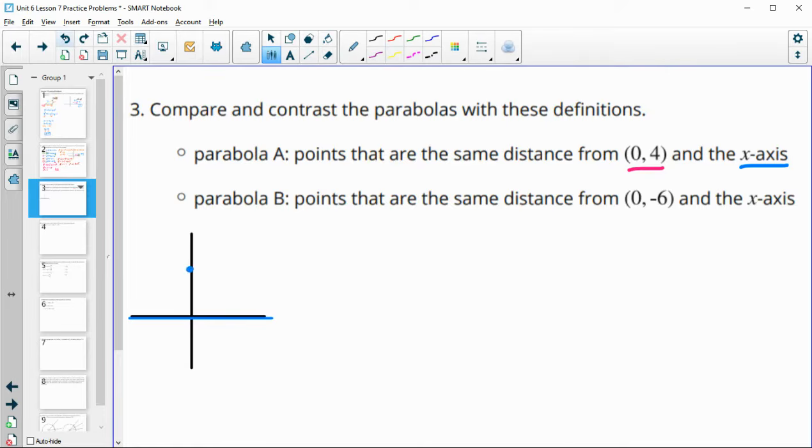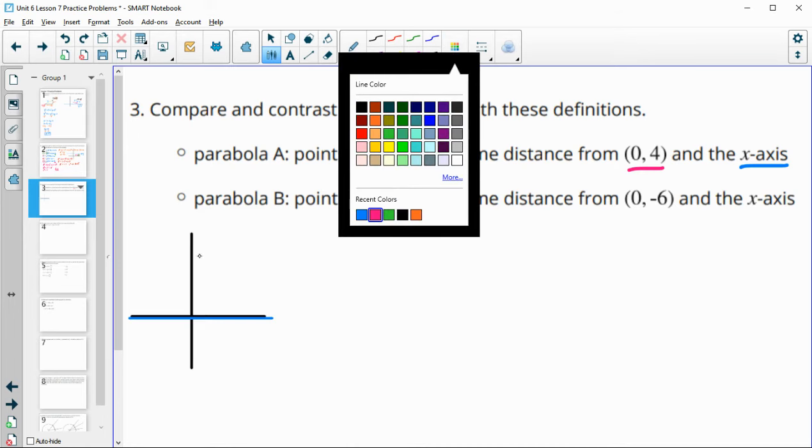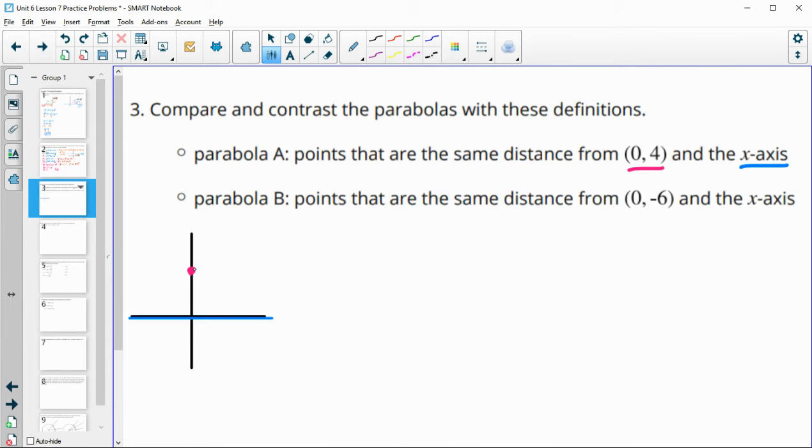Oops, let me make that pink. So then I know that the parabola would be drawn between these. Okay, so the parabola is going to be between these and facing upward since the focus is above the directrix. So this is parabola A.